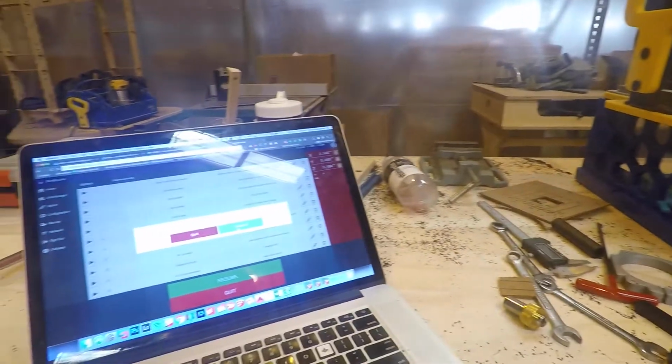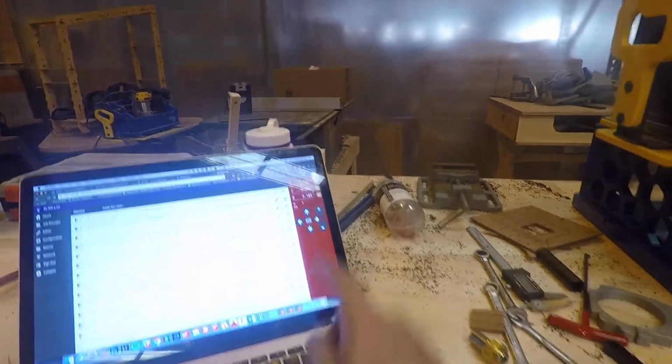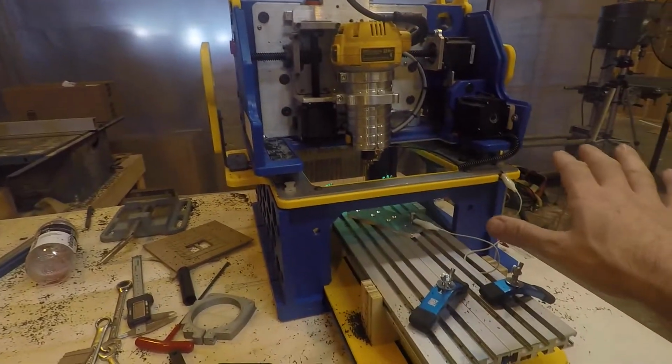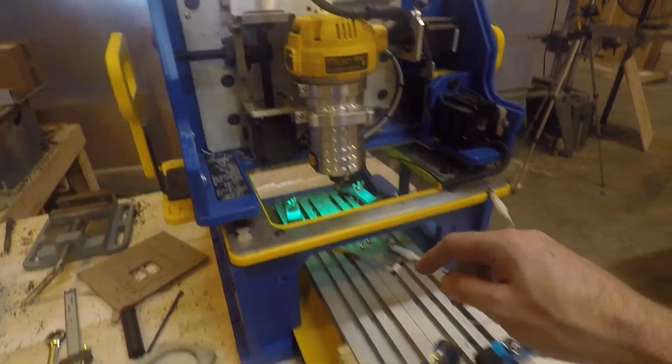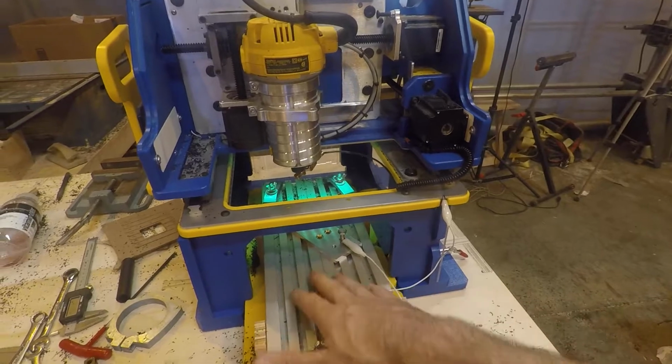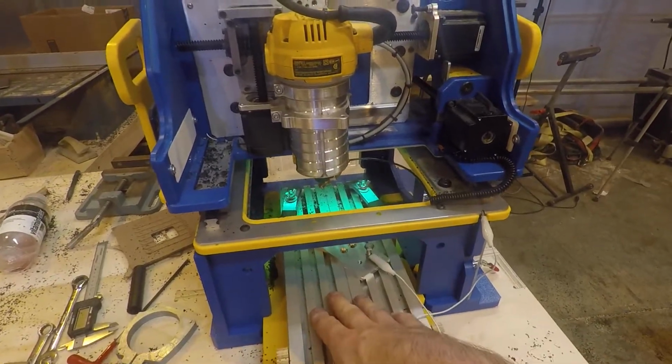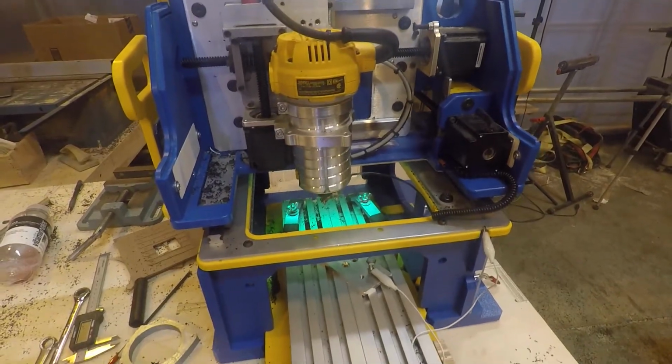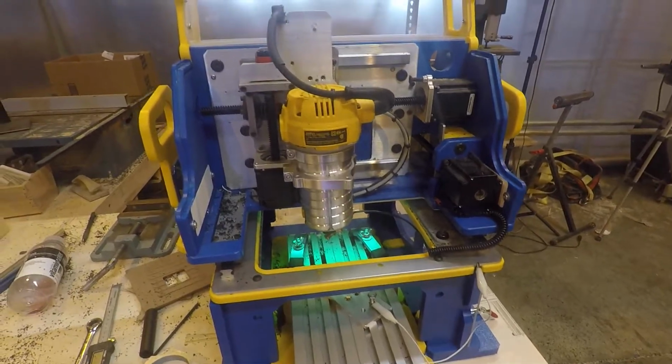So our Z is all zeroed out, and it hovers up here at about 3 inches. So it's far and away clear of all the clamps, but now it's zeroed to that. If I had that spoil board on there, it would be zeroed to that spoil board. So pretty simple routine.